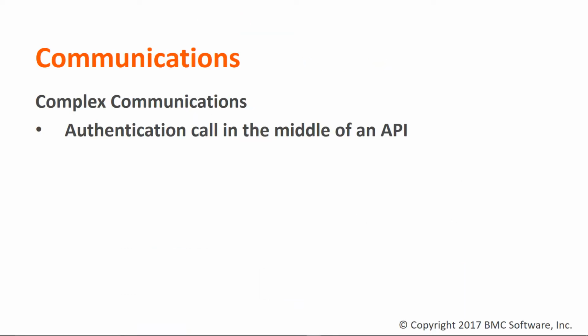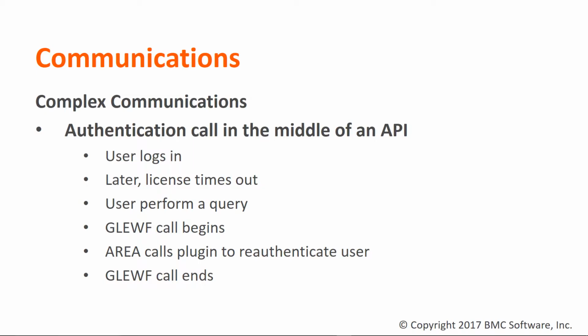Let's look at some complex communications. These are just examples of things that I've seen that appear to be very complex. One is authentication in the middle of an API call. So here's the example. A user logs in, he performs some work, and then he maybe stops working on Remedy for a while, and his license times out. Then he comes back and he performs a query. So the query is actually a GLEWF API call.